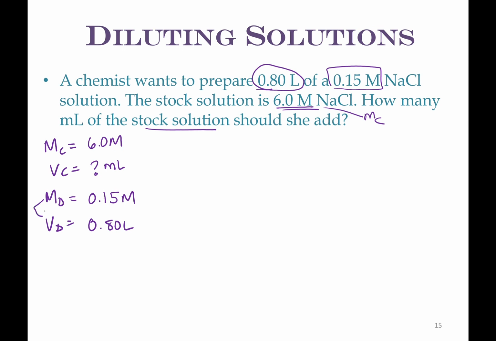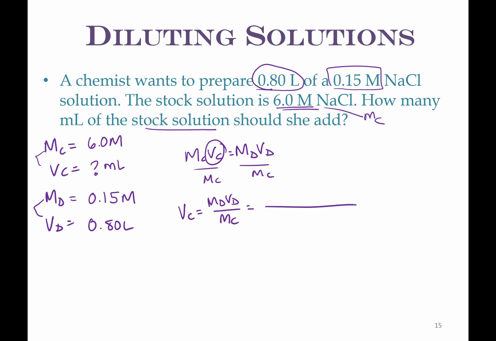So these two stay together and these two stay together. So MC VC is equal to MD VD. We want to solve for VC, so we divide both sides by MC. And we get VC is equal to MD VD divided by MC. So 0.15 molar times 0.80 liters divided by 6.0 molar. The molarities cancel. We're going to be left in liters.